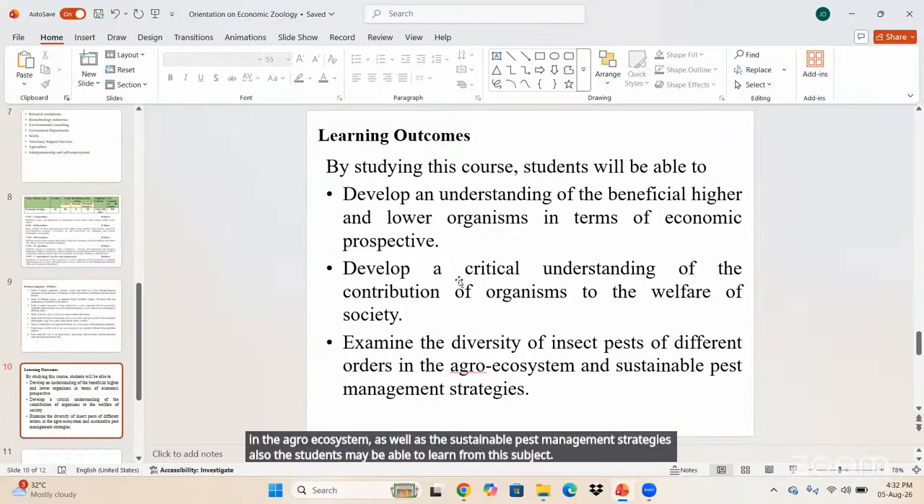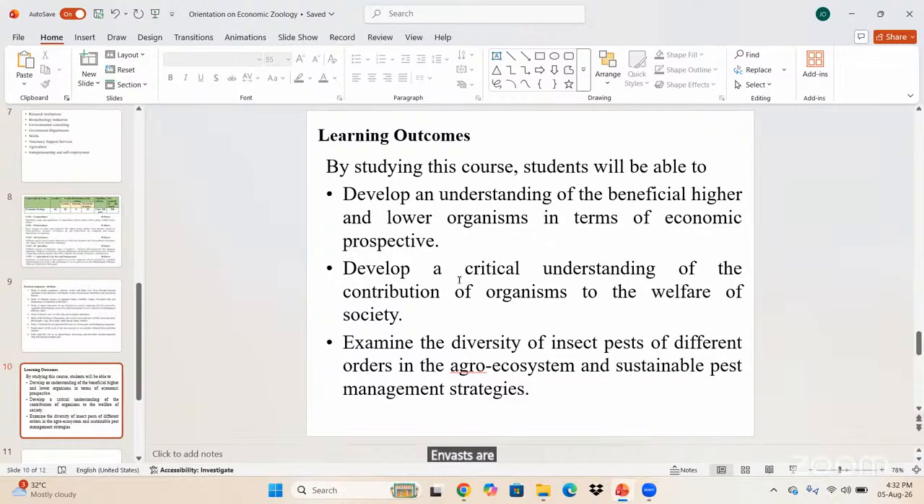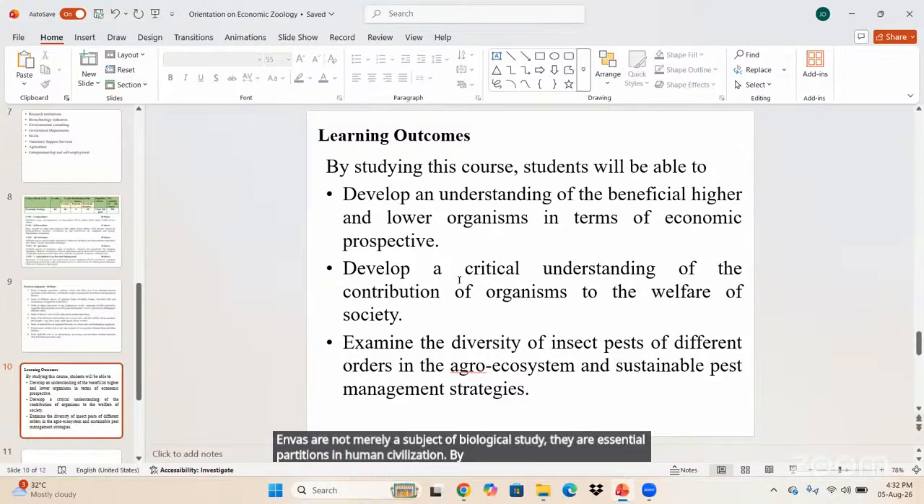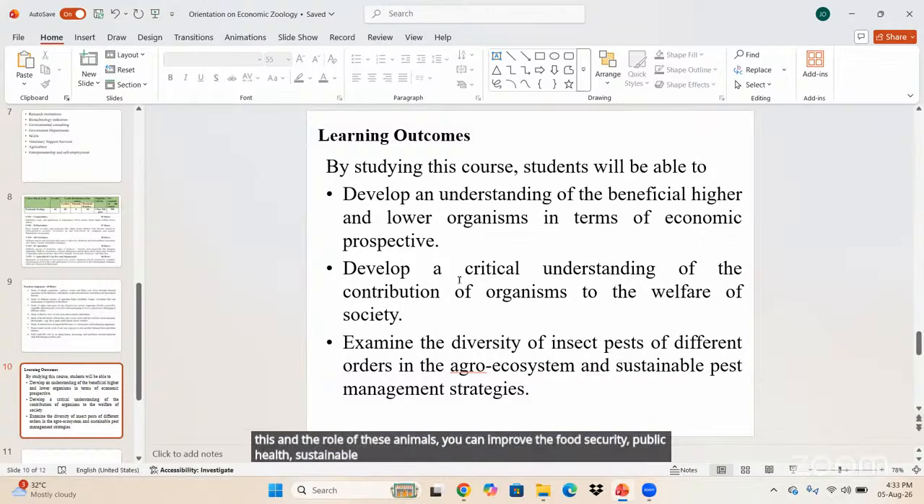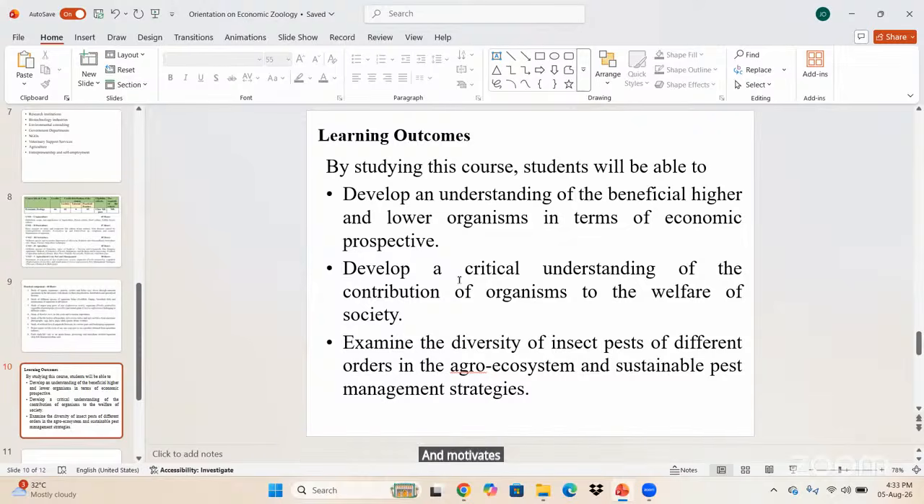Economic zoology teaches us that animals are not merely a subject of biological study, they are essential partners in human civilization. By understanding the role of these animals, we can improve food security, public health, sustainable agriculture, biodiversity conservation, and economic development. I hope this course inspires you to appreciate the remarkable contribution of animals and motivates you to apply this knowledge for the benefit of society.